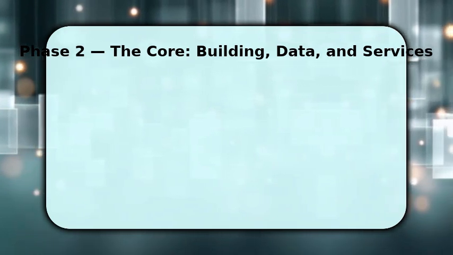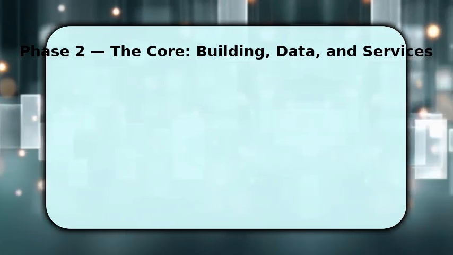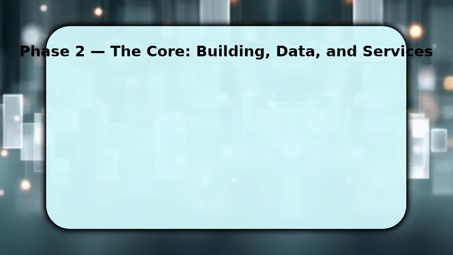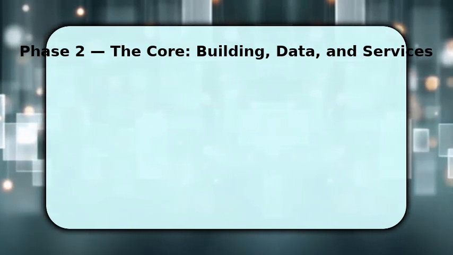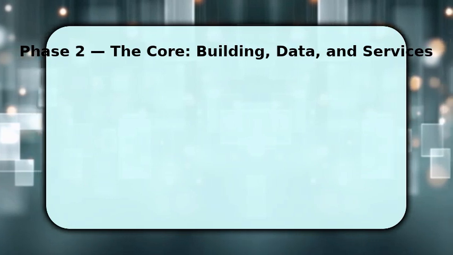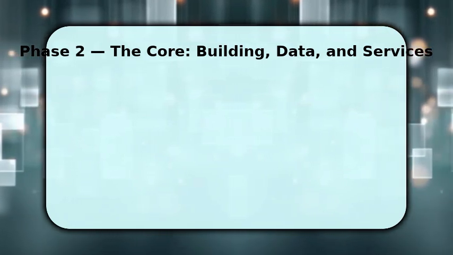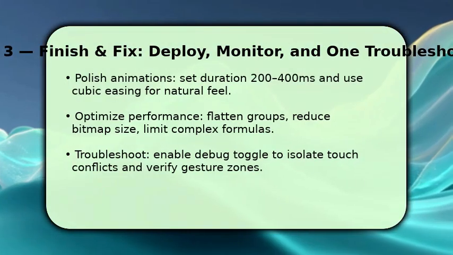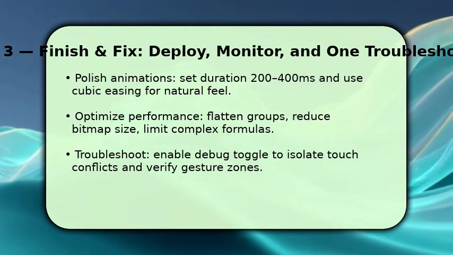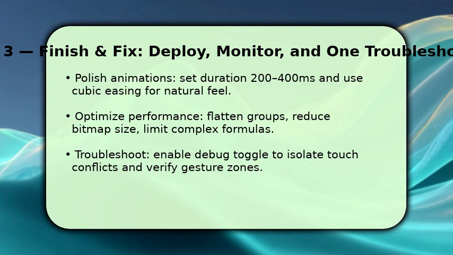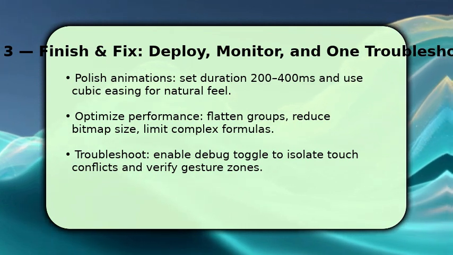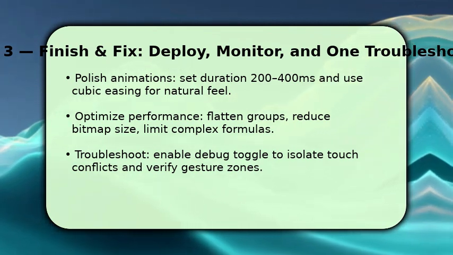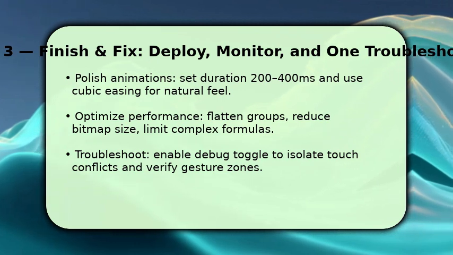Next, link each panel's visibility to global switches or animation progress, and animate them using Translation X with easing for a responsive, polished effect. Test interactions as you go. You finish by polishing animations, setting durations between 200 and 400 milliseconds, and choosing cubic or quint easing so transitions feel natural. Once polished, optimize performance.